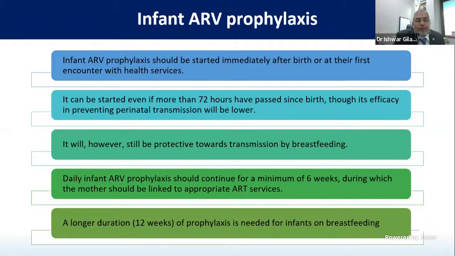Daily infant ARV prophylaxis should continue for a minimum of 6 weeks, during which the mother should be linked to appropriate ART services. A longer duration, that is 12 weeks of prophylaxis, is needed for infants who are breastfeeding. Next slide.